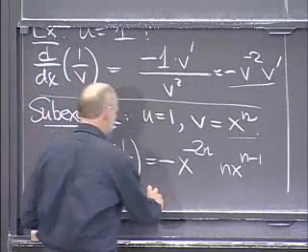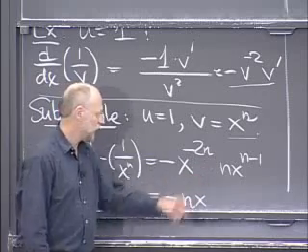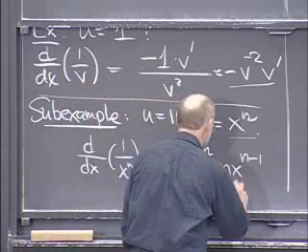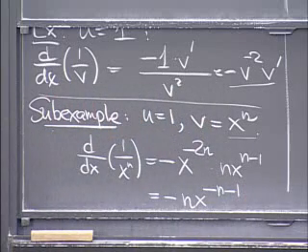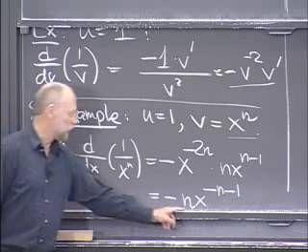Okay, so let's put these together. There's several powers of x here. I can put them together. I get n times x to the minus 2n plus n minus 1. One of these n's cancels, and what I'm left with is minus n times x to the minus n minus 1. So we've computed the derivative of 1 over x to the n, which I could also write as x to the minus n, right? So I've computed the derivative of negative powers of x, and this is the formula that I get.